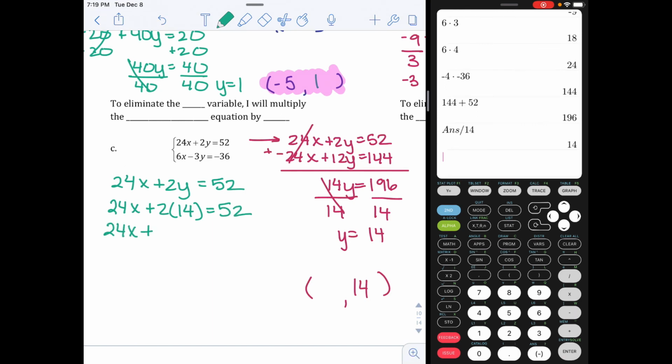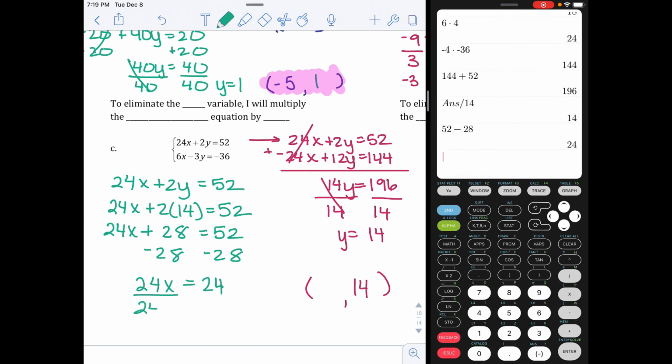24x plus 2 times 14, 28, equals 52. Let's subtract 28 on both sides to get 24x is equal to, let's go 52 minus 28, oh, 24. Divide both sides by 24. And we get a nice x is equal to 1. Plug it into our coordinate. Graph it in Desmos. Make sure this is where the two lines intersect.